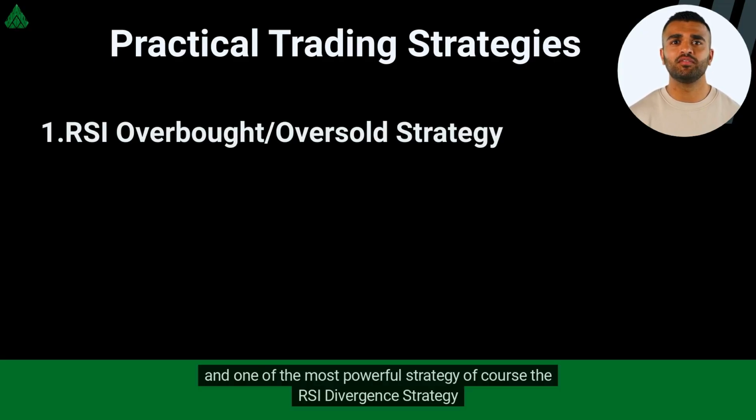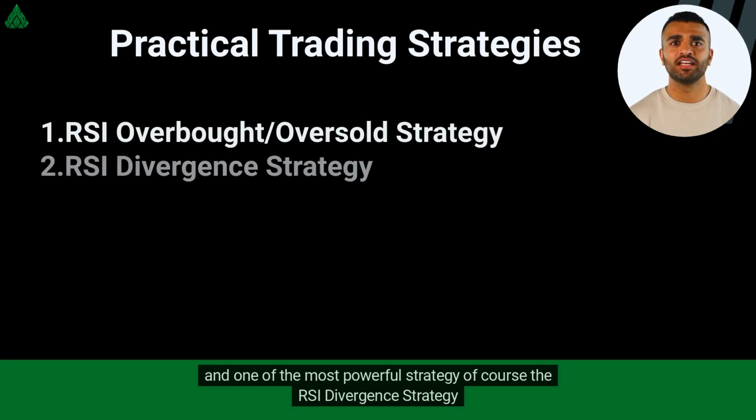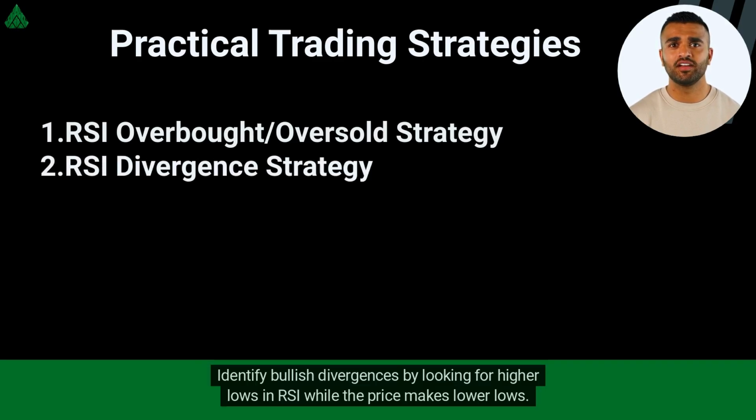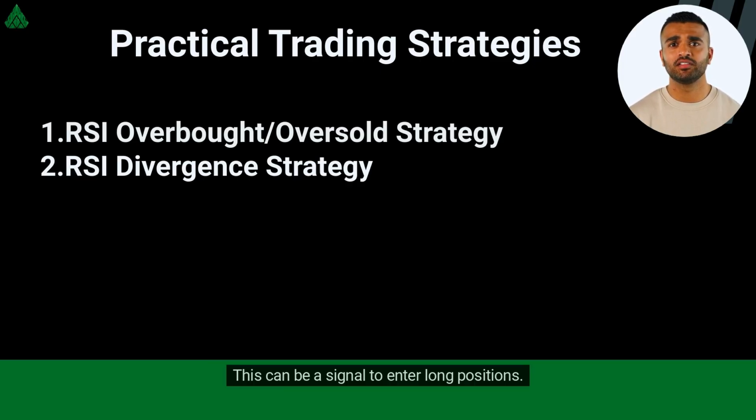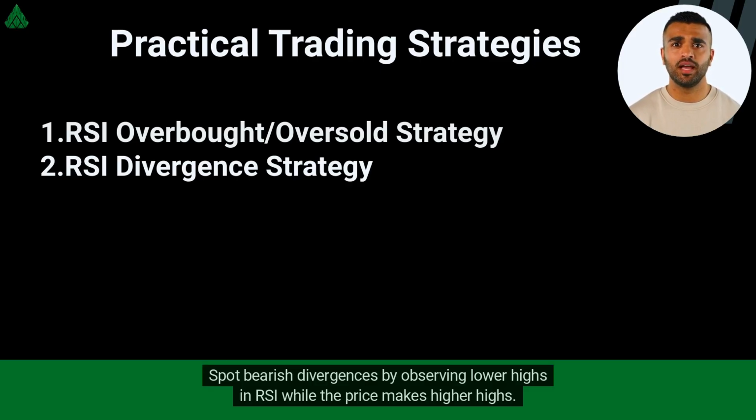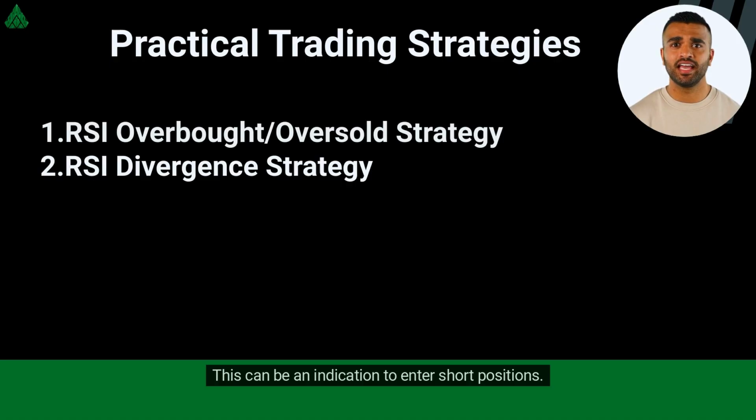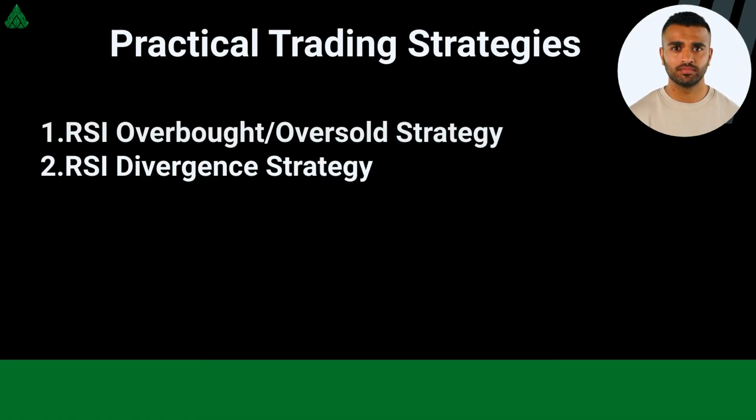And one of the most powerful strategies, of course, the RSI divergence strategy. Identify bullish divergences by looking for higher lows in RSI while the price makes lower lows. This can be a signal to enter long positions. Spot bearish divergences by observing lower highs in RSI while the price makes higher highs. This can be an indication to enter short positions.